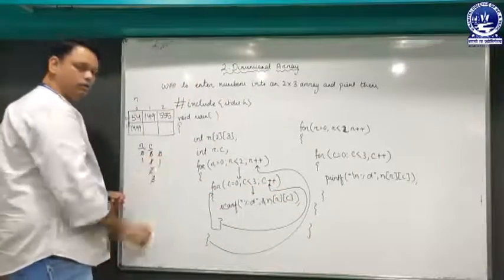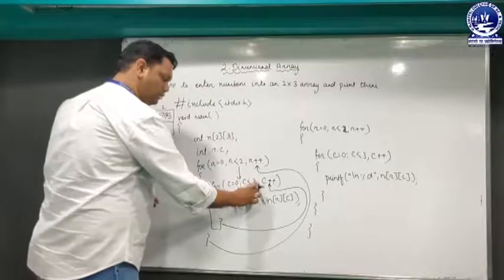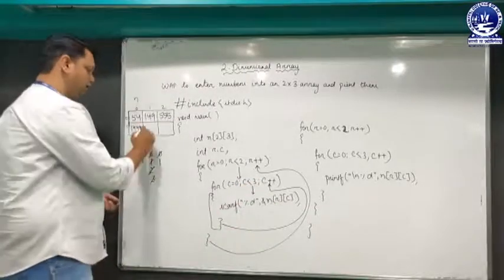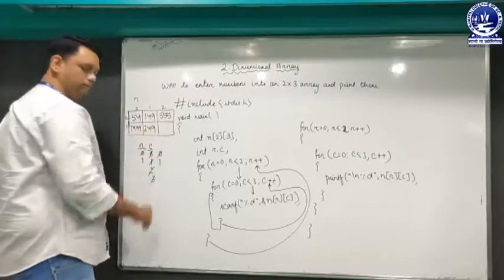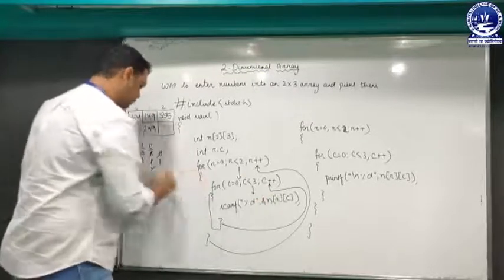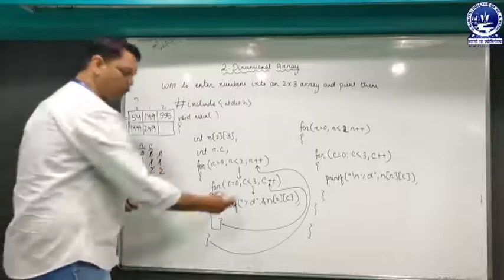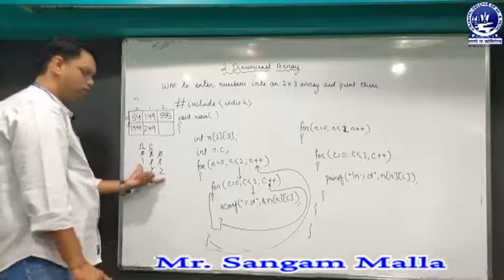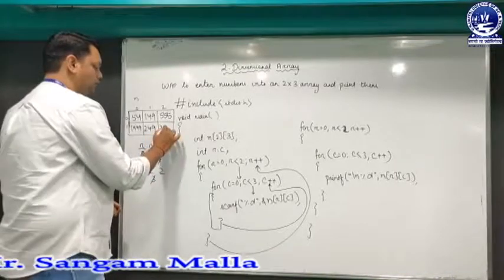So C will have 1. 1 is less than 3. Yes, true. It will enter the value in R and C. That means 1 and 1. So let's say I will write 249. So again C++. So C will have value 2. 2 is less than 3. Yes, true. In R and C, it will store the value. That means 1 and 2. Let's say it will write 2000.